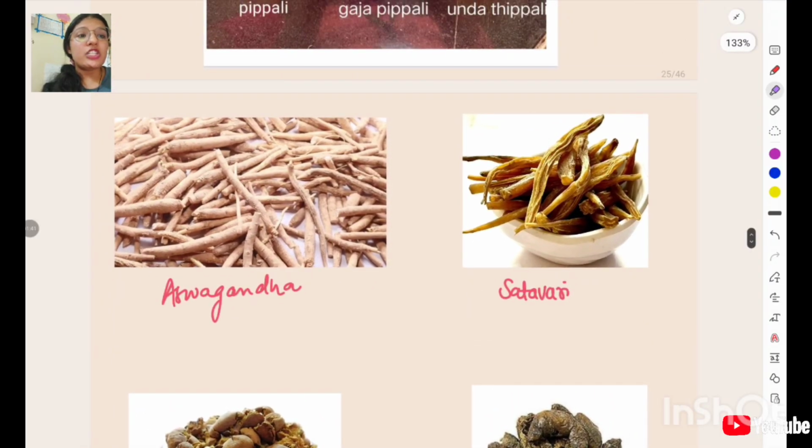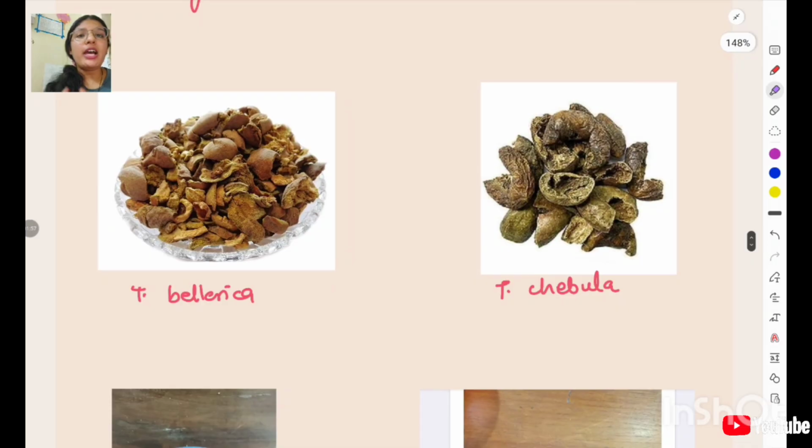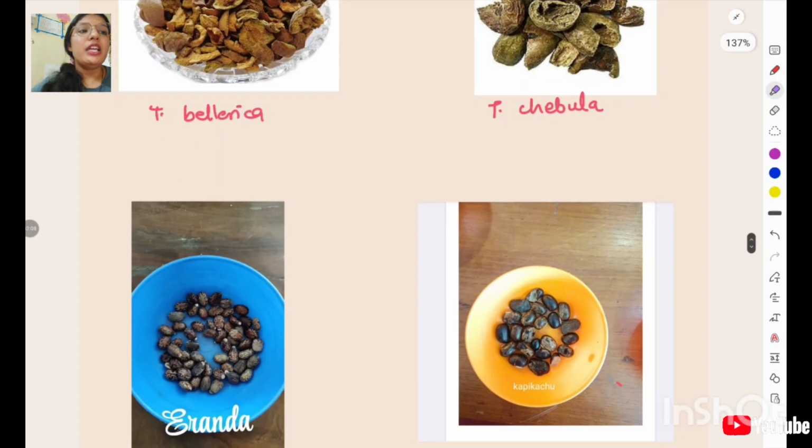Next are your Ashwagandha and Shatavari. Sometimes there is confusion between Ashwagandha and Shatavari because they have a similar color or kind of root, so study their grahya lakshana. This is your Belerica and Chebula. In Chebula, Haritaki has ridges, a longitudinal structure, but Belerica is somewhat circular, smooth and without ridges. So you can easily differentiate.